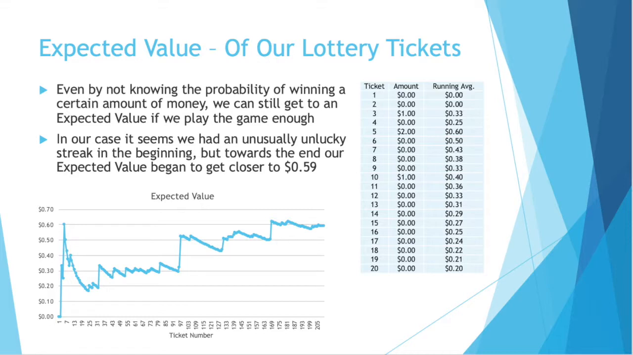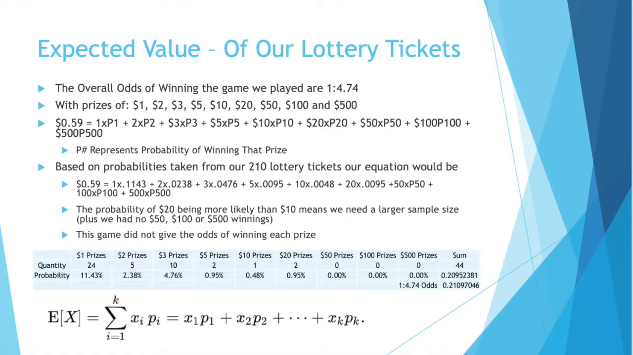So if I had done 500 lottery tickets instead, I think you would see that the last 200 or so barely deviated from around 59 cents. So let's use our lottery ticket results to build an expected value equation. The overall odds of winning the game we played are 1 in 4.74, with prizes of $1, $2, $3, $5, $10, $20, $50, $100, and $500. So our expected value that we measured of 59 cents is equal to the $1 times the probability of winning $1, $2 times the probability of winning $2, on and on until you get to $500 and the probability of winning $500.